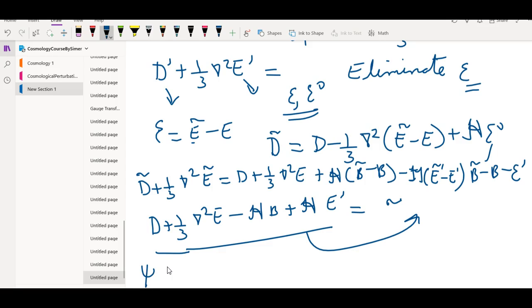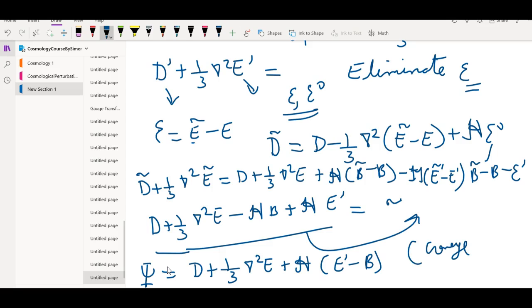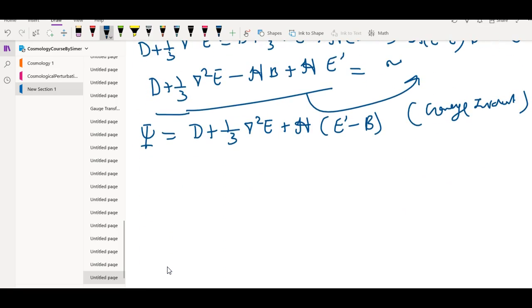So this, we can call this capital psi, it is gauge invariant. D plus 1 by 3 del square E plus H E prime minus B. This is gauge invariant. So in gauge transformation, this quantity remains fixed.